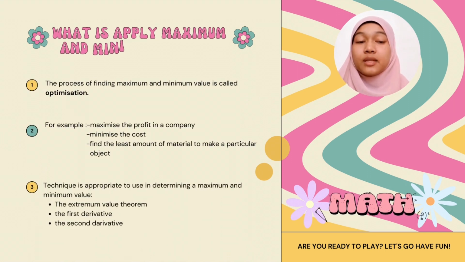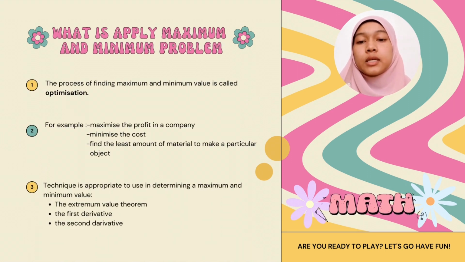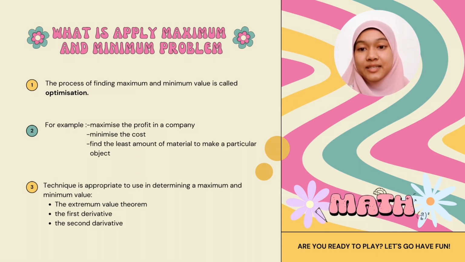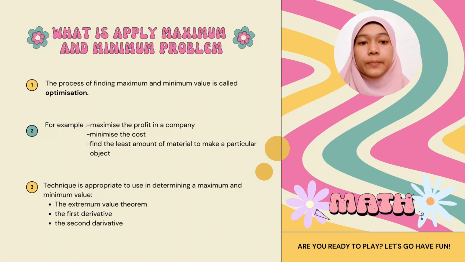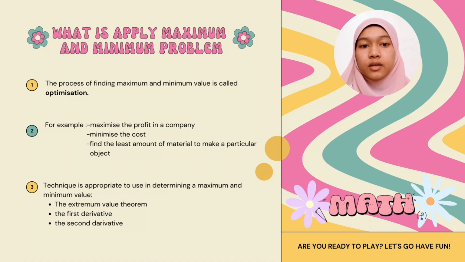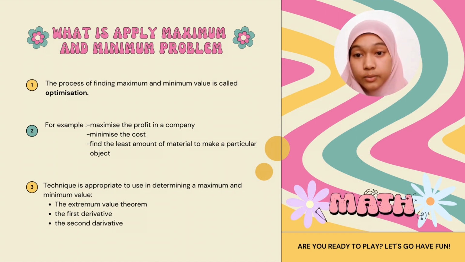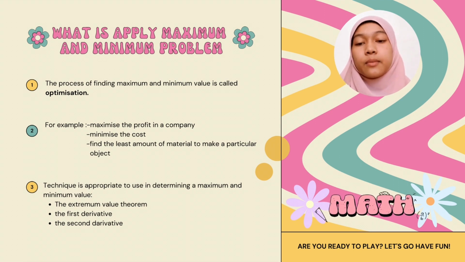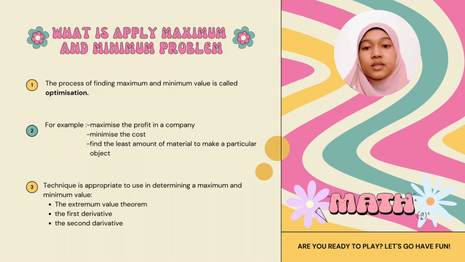Apply maximum and minimum problem. First, the process of finding maximum and minimum values is called optimization. Second, for example, maximize the profit in a company, minimize the cost, and find the least amount of material to make a particular object. Third, the techniques appropriate to use in determining a maximum and minimum value are the extremum value theorem, the first derivative and the second derivative.